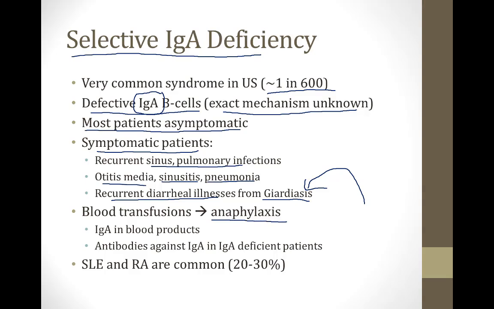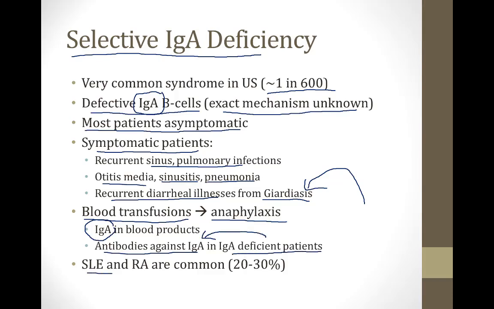There is a risk of anaphylaxis when people with IgA deficiency receive blood transfusion. There may be IgA antibodies in the blood products that they receive, and they may have produced antibodies against IgA because they are IgA deficient, so they can tolerate antibodies in their plasma to IgA.